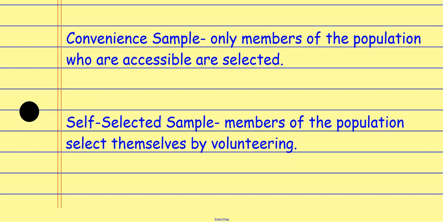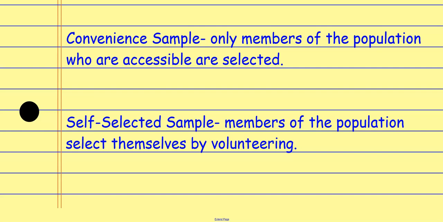Or maybe something like a coach wants to ask student athletes about something, but they only survey people from their team. Okay, that would be a convenience sample because they're only going to those folks that are easily accessible to them.